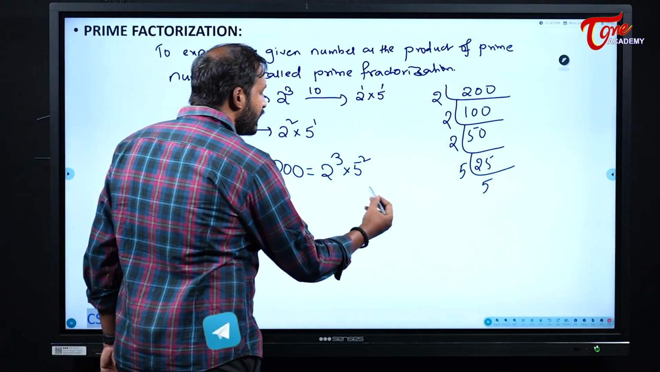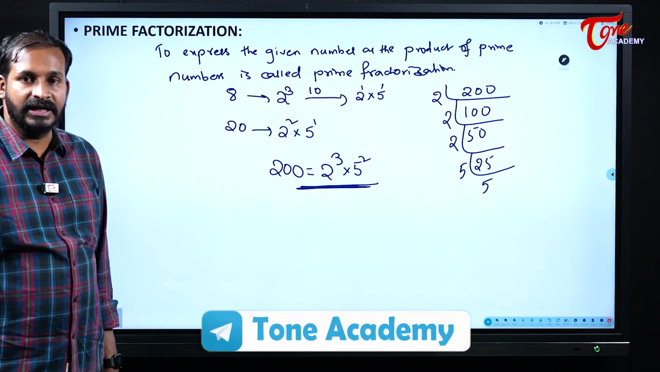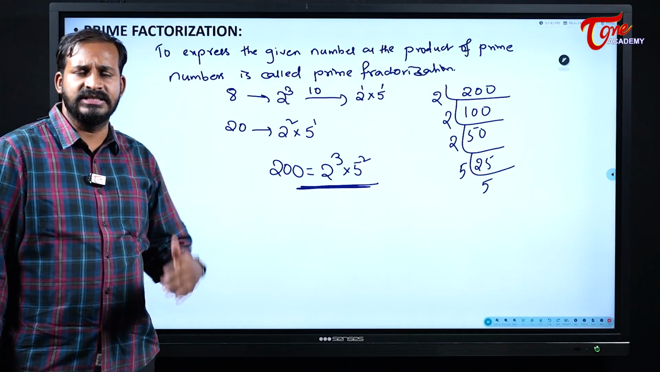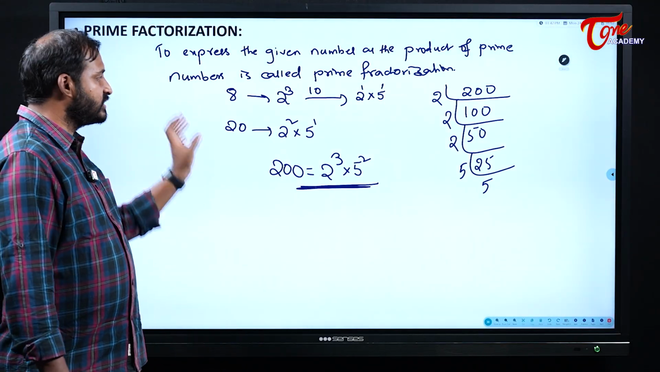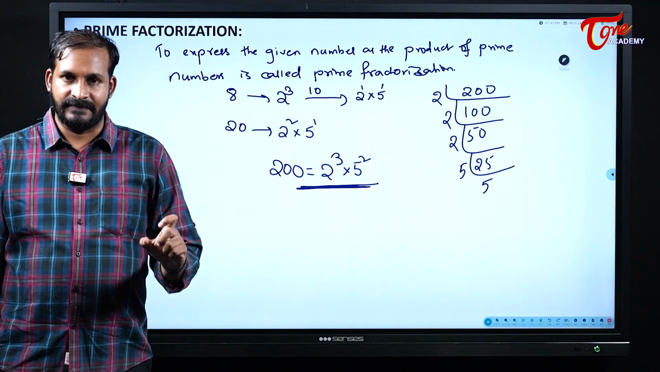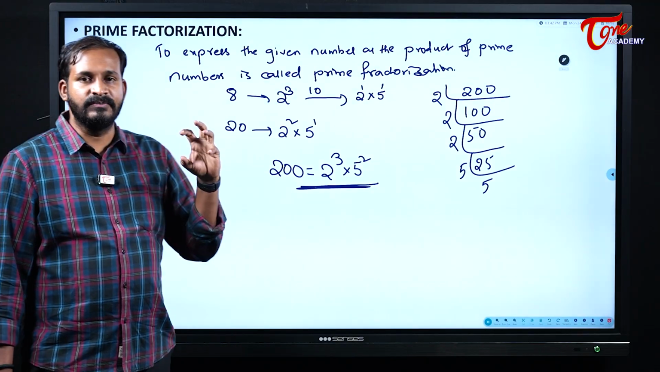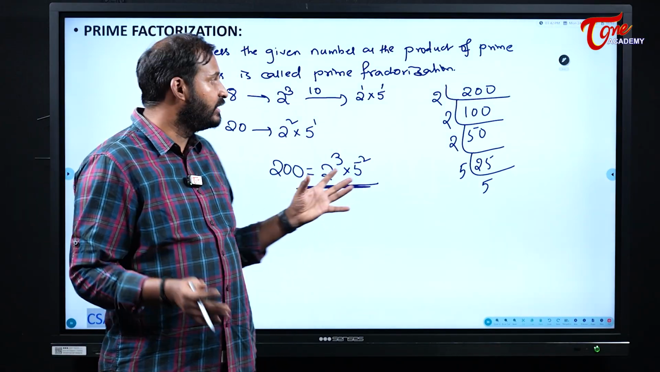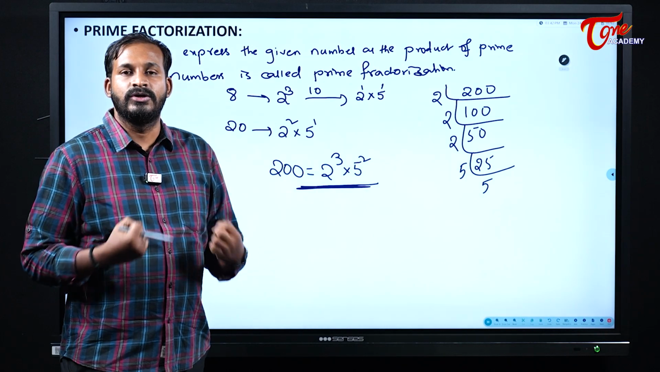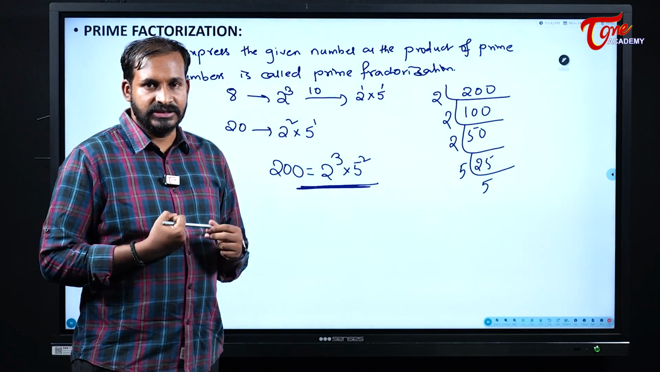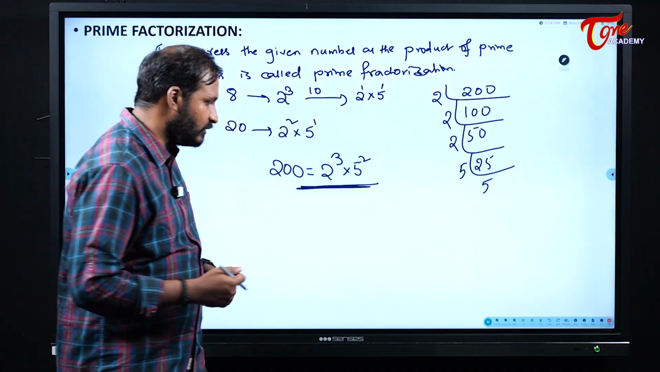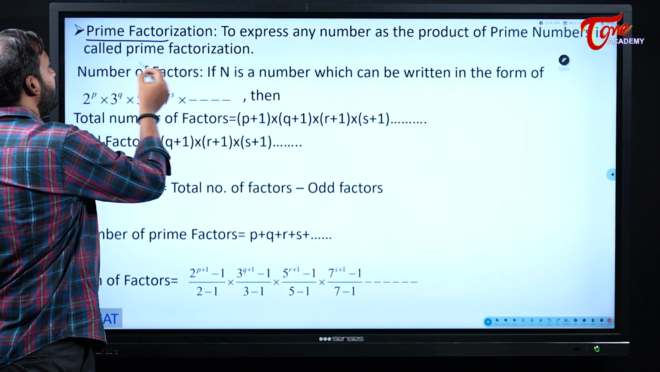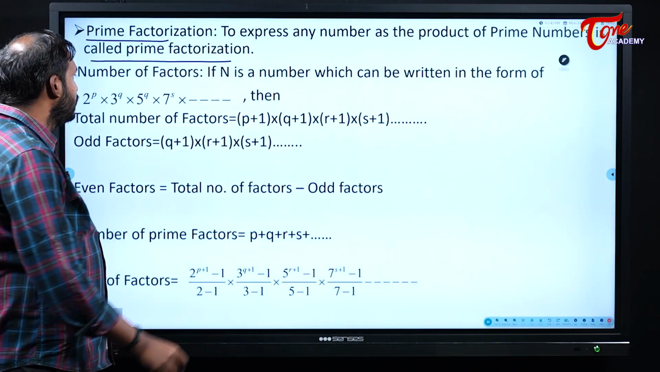So writing the given number as the product of prime numbers, we call that prime factorization. Where this prime factorization is helpful, we will see. But this process we call prime factorization. See students, this type of simple procedure is very important for us. Why? Because later while solving complex problems, we will use many simple concepts like this together to get our final answer. Understood? So this is called prime factorization. Now the factors.